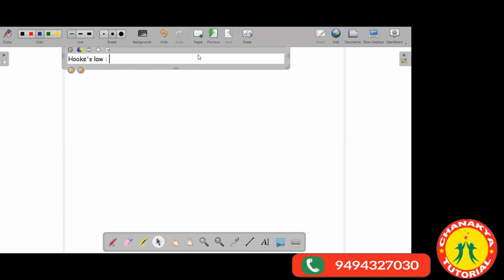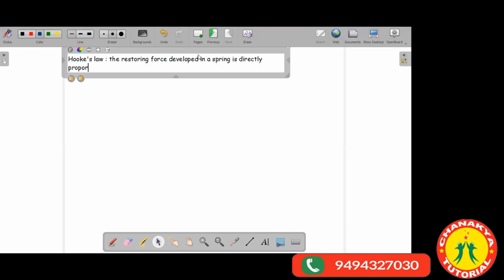Yes, the restoring force developed in a spring is directly proportional to the extension produced. So this was regarding Hooke's law.